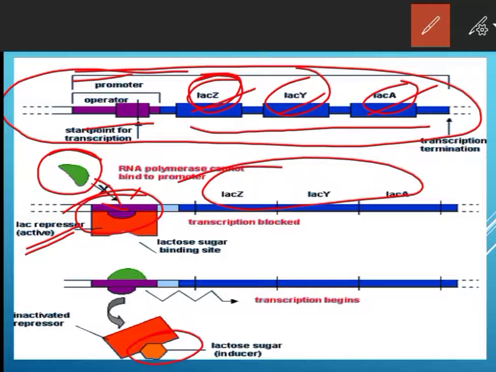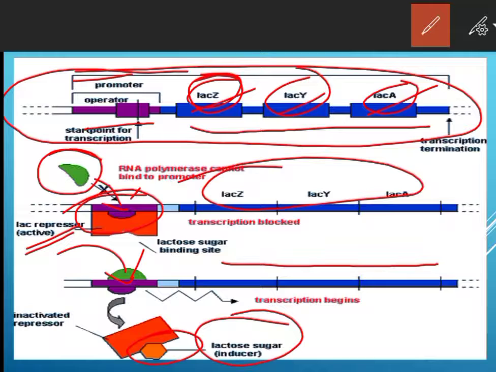Now, if the repressor is inactivated, how will the repressor be inactivated? The repressor will be inactivated if in the medium the lactose sugar is present, because the lactose will bind to the repressor, and as a result the repressor will get inactivated. When the repressor gets inactivated, the RNA polymerase can access the promoter, and the transcription of Z, Y and A genes will take place. Now, regulation of Lac Operon by repressor is referred to as negative regulation. Lac Operon can work under the control of positive regulation also.